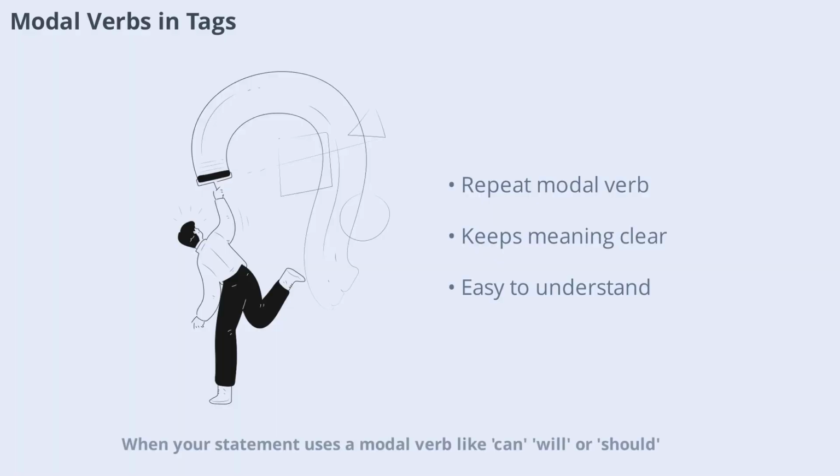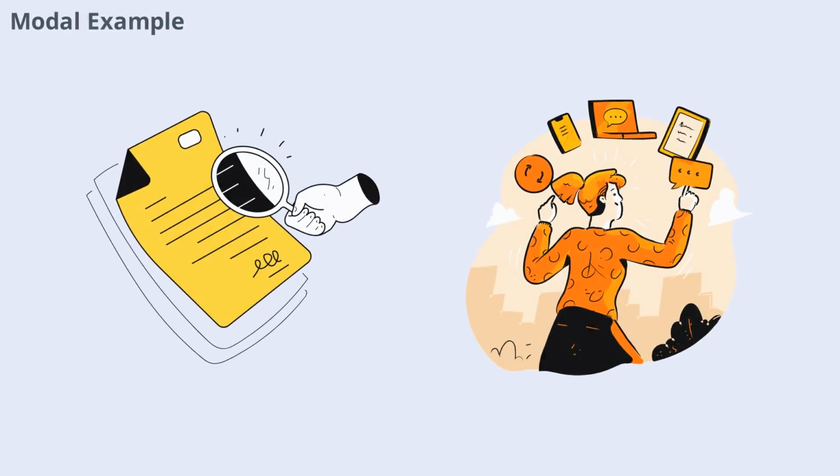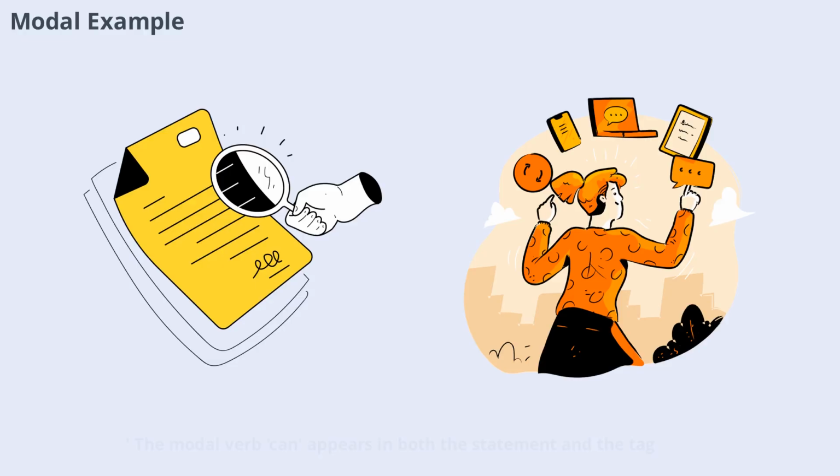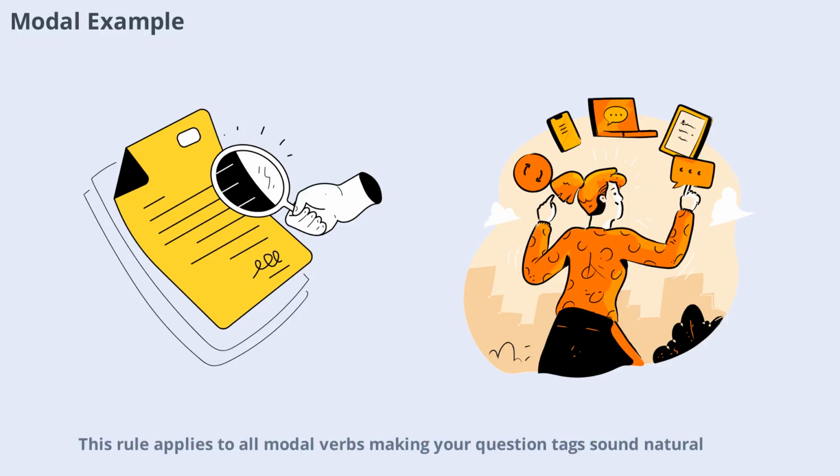When your statement uses a modal verb like can, will, or should, use the same modal in your tag. For example, "You can help me, can't you?" This keeps your sentence consistent and easy to understand. The modal verb can appears in both the statement and the tag. This rule applies to all modal verbs, making your question tags sound natural.